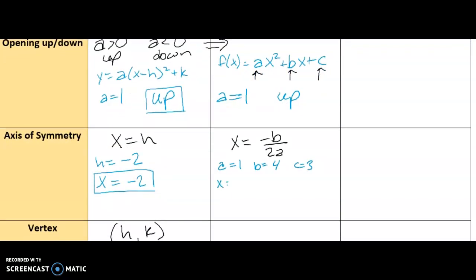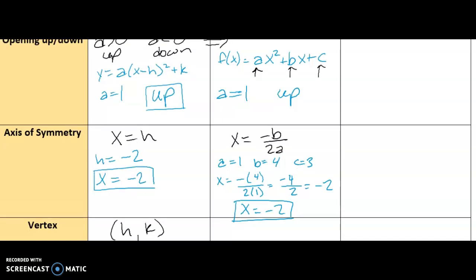So x equals negative b over 2 times my a, which is negative 4 over 2 times 1, which is 2, which is negative 2. So my final answer is x equals negative 2. Make sure you write x equals in your axis of symmetry. So standard form, you need that special equation. That's the benefit of this. If it was in vertex form, you wouldn't need a special equation.